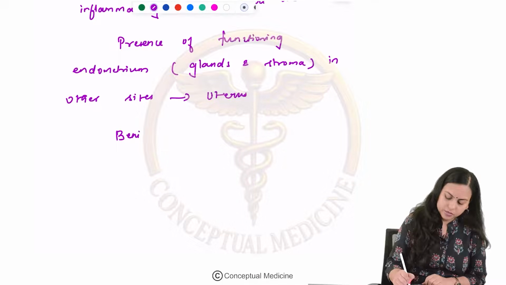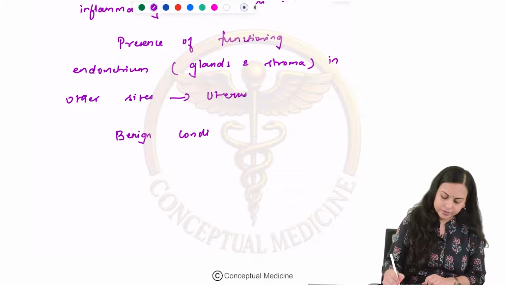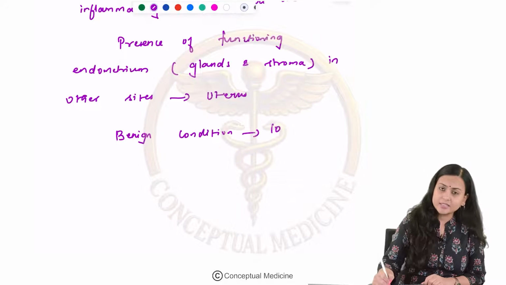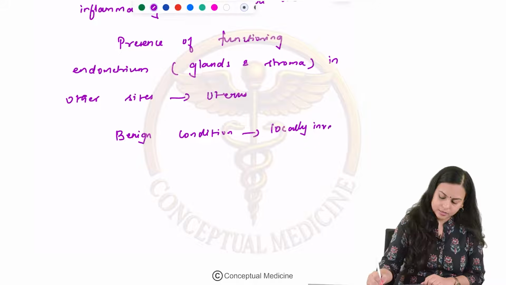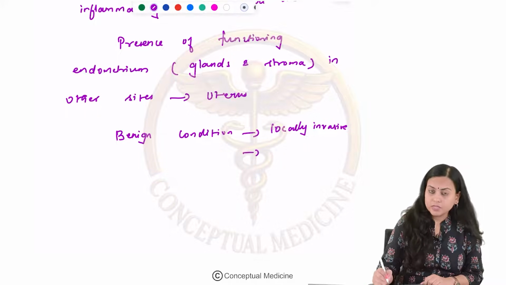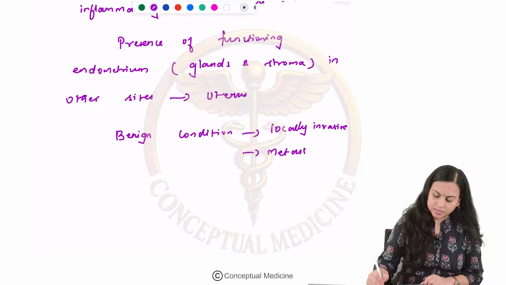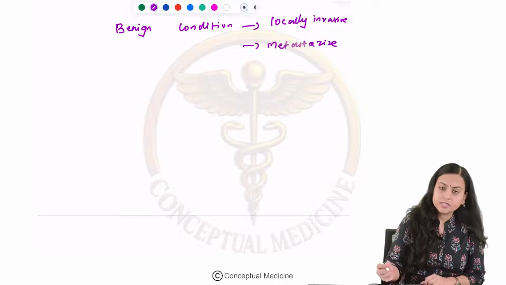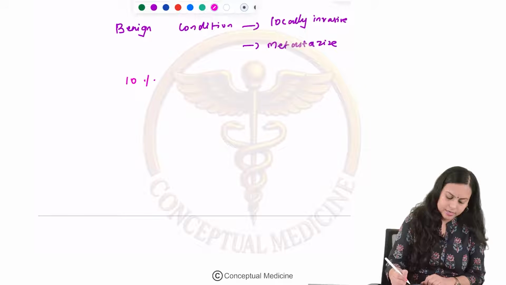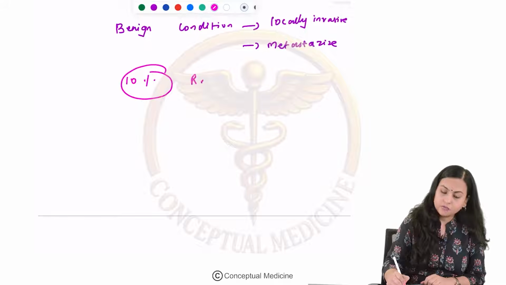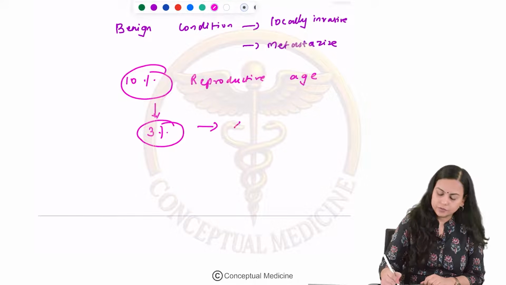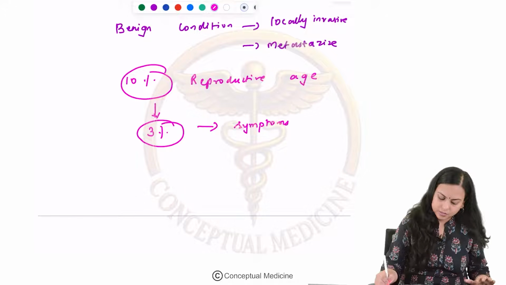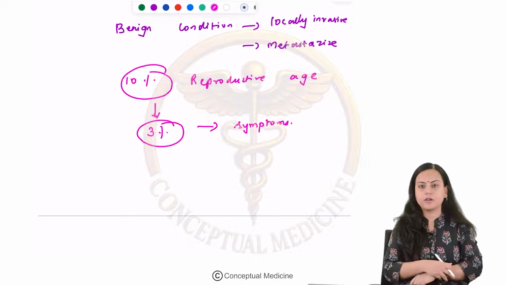Now, this is not a malignant condition, this is actually a benign condition only, but it is locally invasive and also it can metastasize. Okay. So, this condition affects approximately 10% of the women of reproductive age, but only 3% of them will be having symptoms. Clear? I hope you understood this, right?